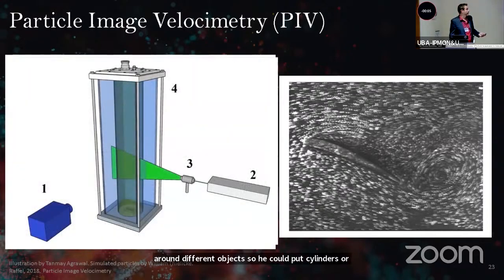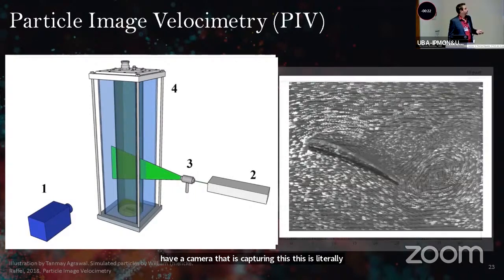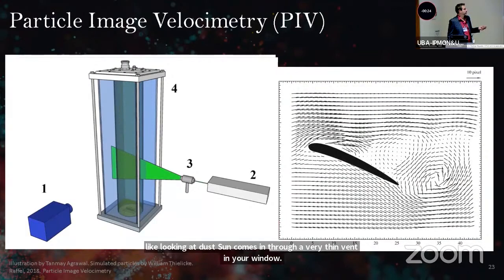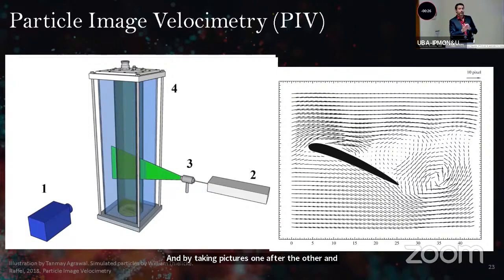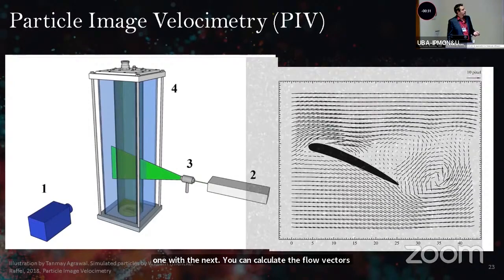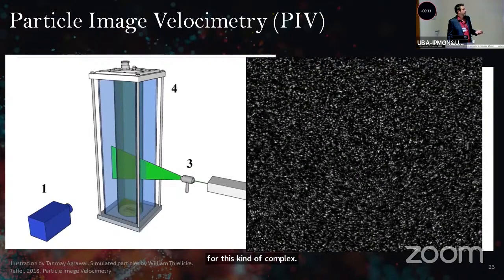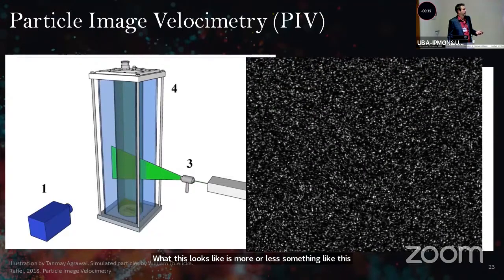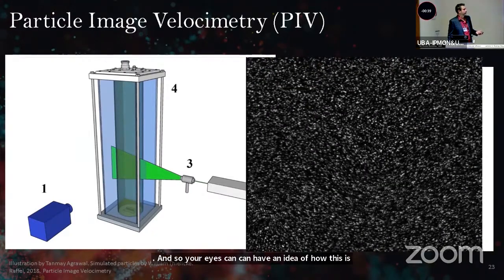And what PIV does is literally using some light source that has this like light sheet shape, and orthogonally you have a camera that is capturing this. This is literally like looking at dust when the sun comes in through a very thin vent in your window. And by taking pictures one after the other and comparing one with the next, you can calculate the flow vectors for this kind of movements. What this looks like is more or less something like this. And so your eyes can have an idea of how this is moving from one to the next.